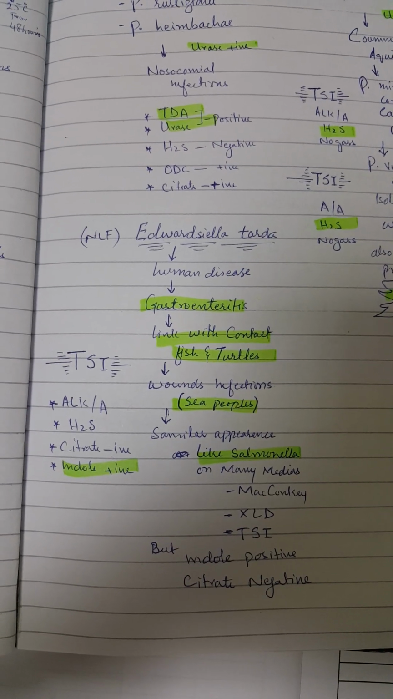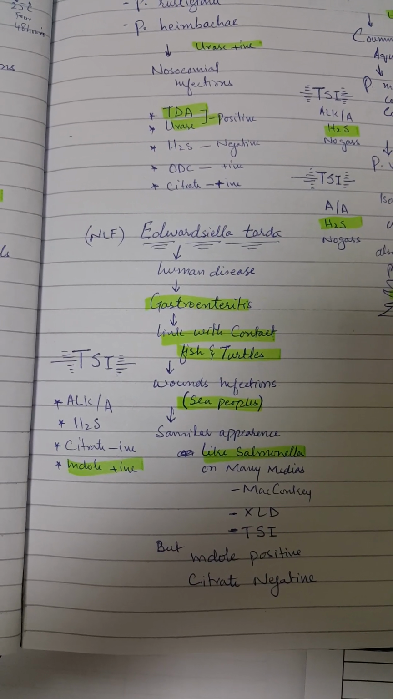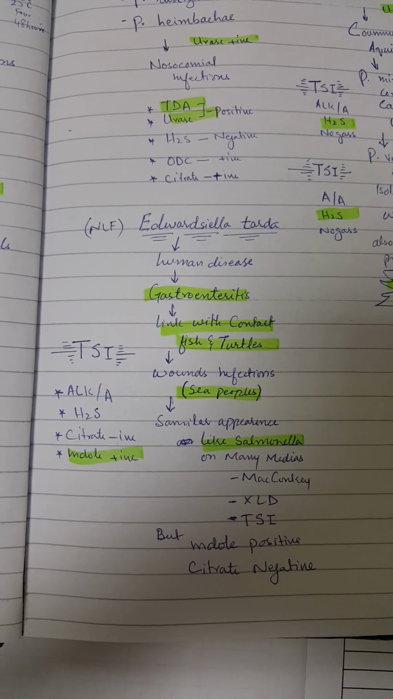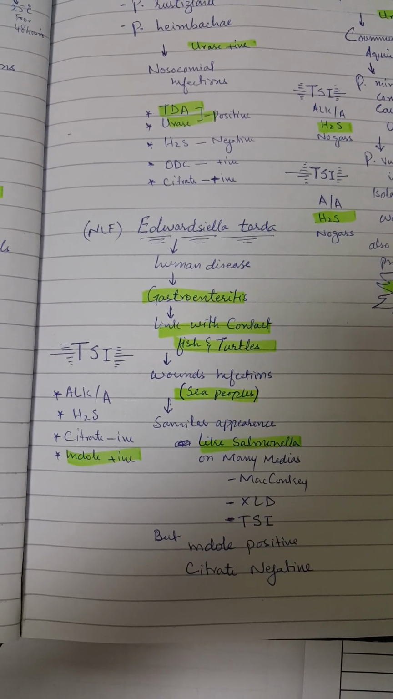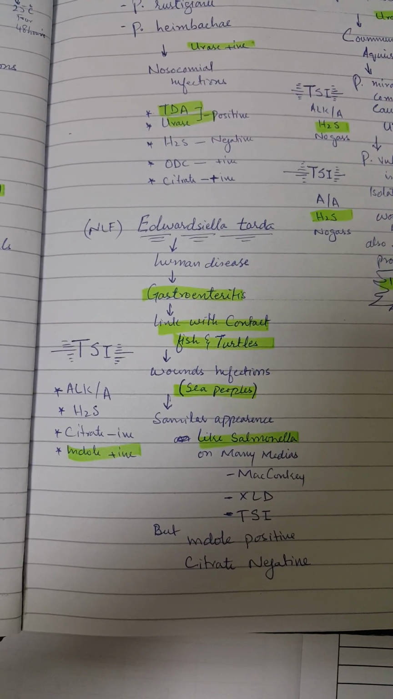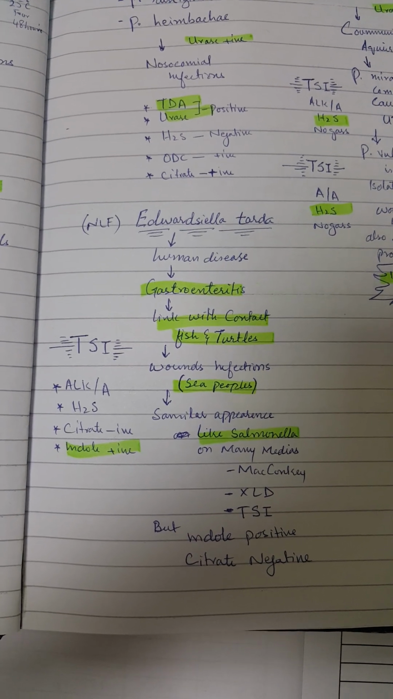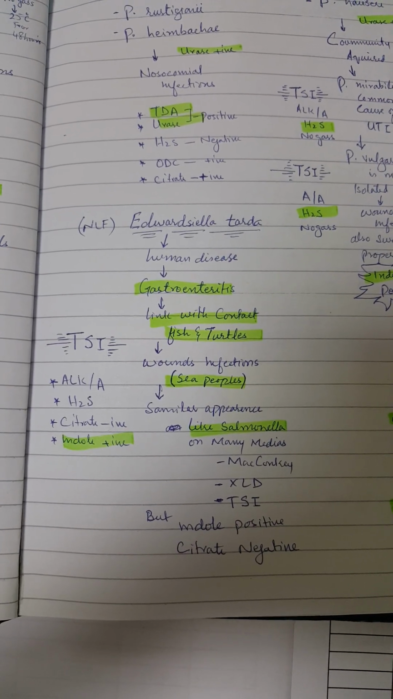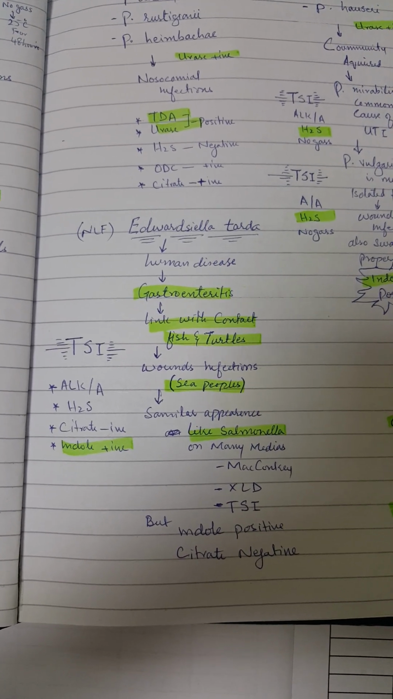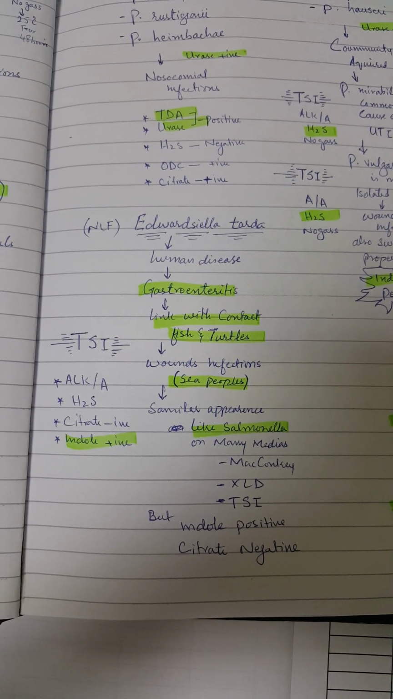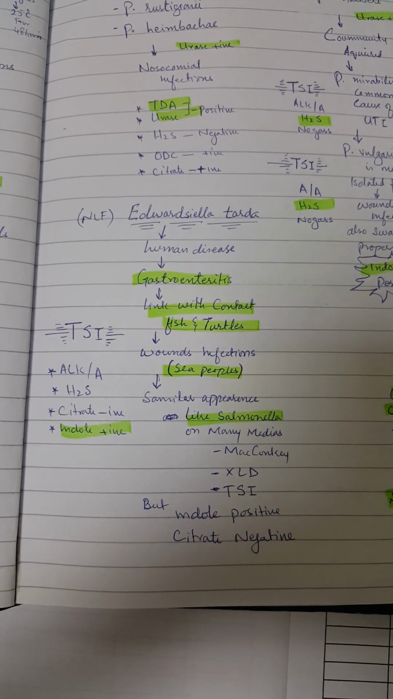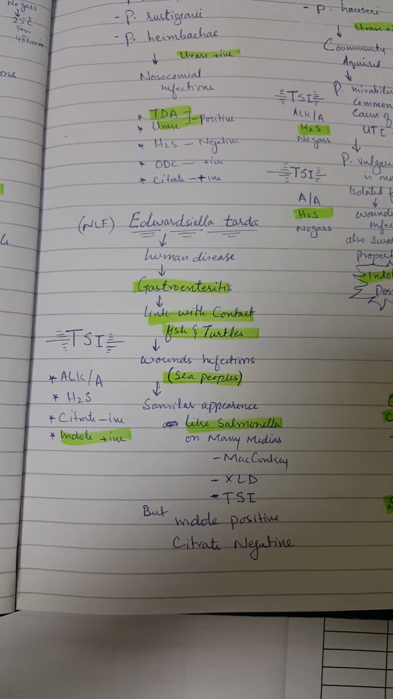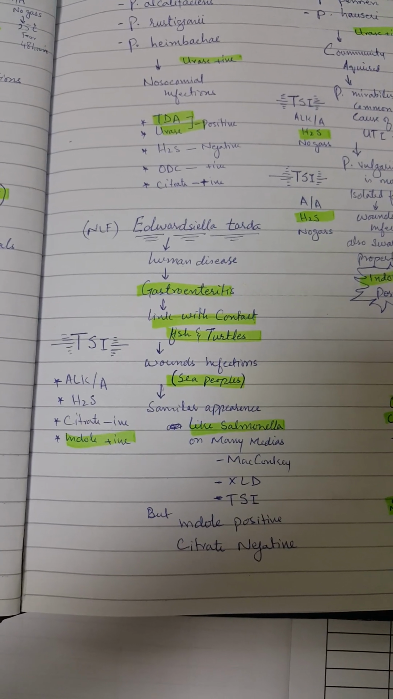Edwardsiella tarda is also able to cause gastroenteritis in humans, and it is linked with fishes and turtles. It can also cause wound infection in sea people. It has a similar appearance to Salmonella on many media like MacConkey, XLD, and TSI, because the organism is alkaline by acid and produces H2S, and is also citrate negative. But the only difference between Salmonella and Edwardsiella tarda is the indole. Indole is positive in the case of Edwardsiella tarda, while negative in Salmonella. Citrate is also positive in the case of Salmonella. So in the case of Edwardsiella tarda, the citrate is negative.